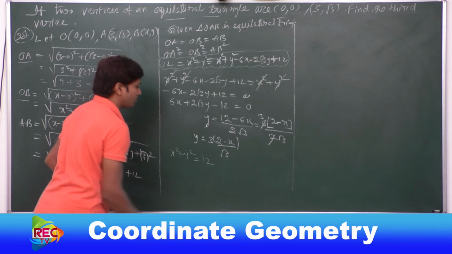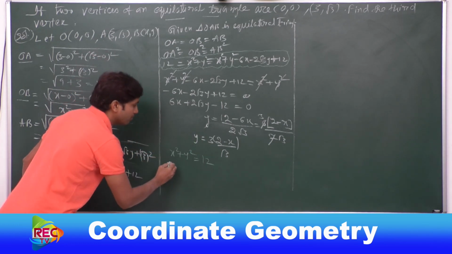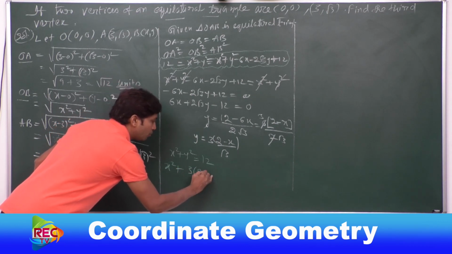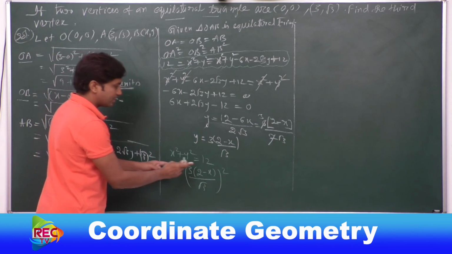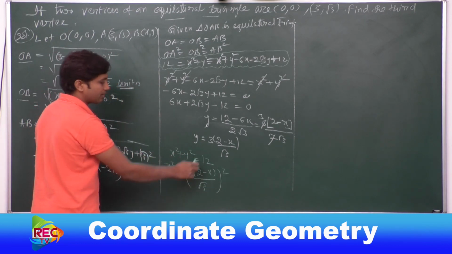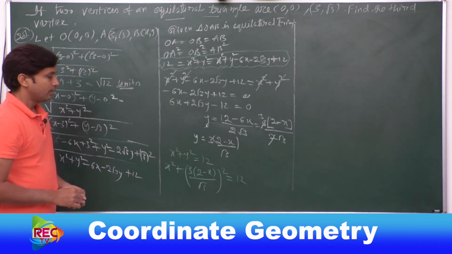Now let us put down the value of this y in this equation. Just put it down: x square plus 3 into (2 minus x upon root 3) whole square. This is the value of y. To that we put square, as it is x square plus y square equal to 12. Let me solve it further.